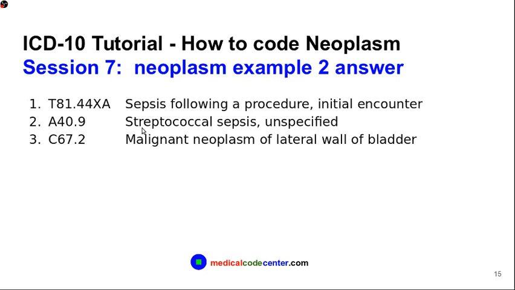So we get the three codes. Let's summarize. If we have a complication following a procedure to remove a tumor, you have to first code the complication. That's T81.44XA. So it's sepsis following a procedure, initial encounter. The A is the seventh character, meaning the initial encounter. And the second code is streptococcal sepsis, unspecified, A40.9. And the third code is the neoplasm code, C67.2, malignant neoplasm of lateral wall of bladder.